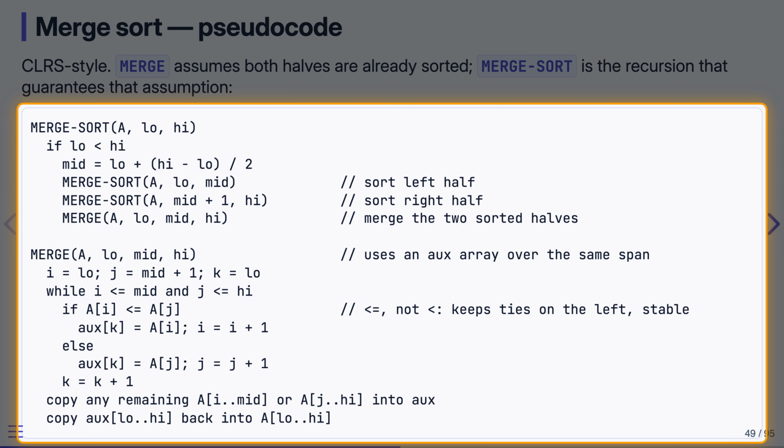While both halves still have elements, we compare their two heads. If A at index I is less than or equal to A at index J, we copy from the left. Otherwise, we copy from the right. Using less than or equal, not less than, keeps equal keys in their original order, so the sort stays stable. At the end, we copy any leftovers, then copy aux back into A.